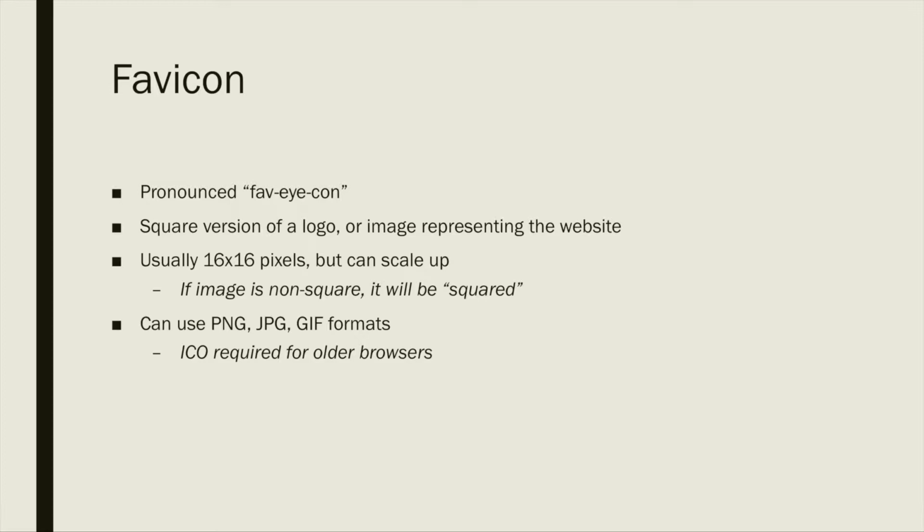If an image being used is non-square, then it will be turned into a square. That does not mean that a super long image will be cut and have a squared portion of it shown. No, that means a super long image will be squeezed into a square shape. You can use PNG, JPEG, and GIF formats, but if you want it to work for older browsers, I highly recommend the .ico format. That is one of the ones that we did not cover in our image file type discussion, mainly because it's only used for favicons.